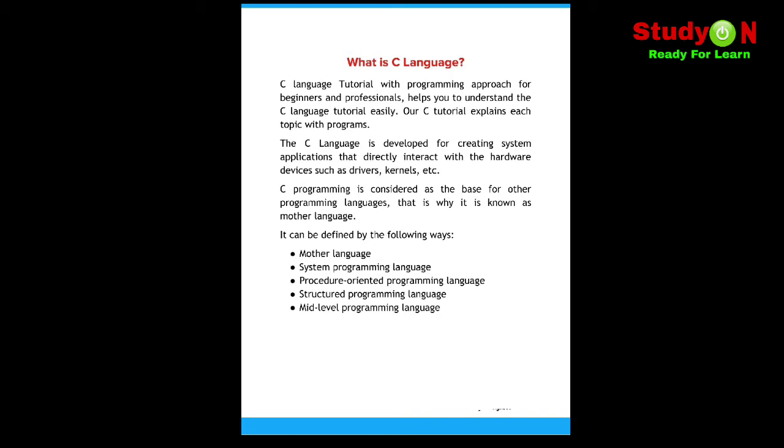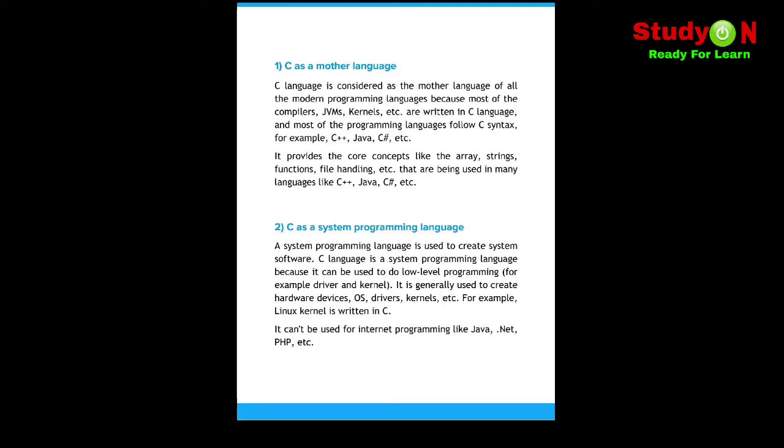The C programming language is defined in the following ways: mother language, system programming language, procedure-oriented programming language, structured programming language, mid-level programming language. Now I am explaining each term.